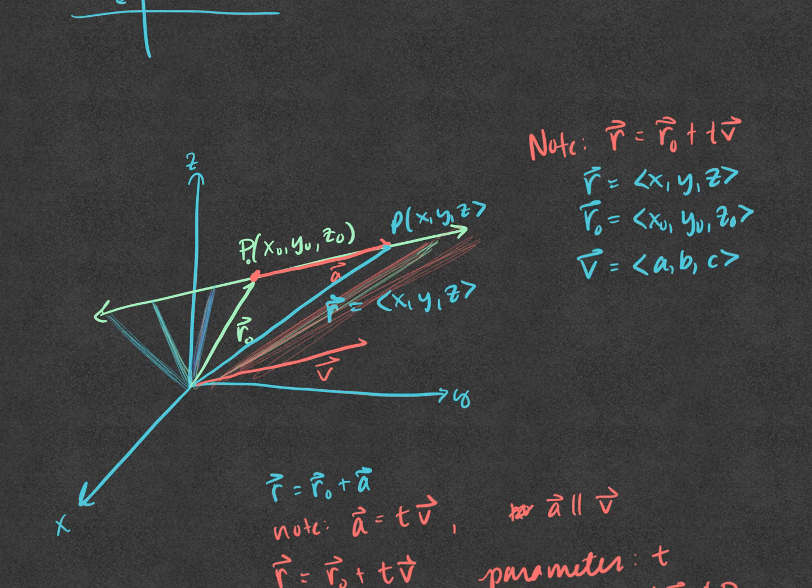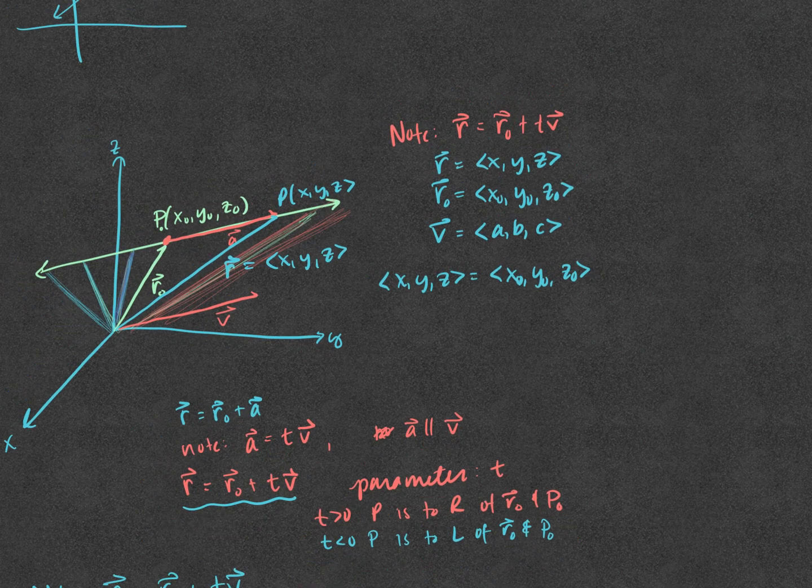So then if we use our note, we can say that r, which is vector x, y, z, equals r sub o, which is x sub o, y sub o, z sub o, plus t times ABC. So then we can say x, y, z equals x sub o plus ta. Our second component is y sub o plus tb. And our third component is z sub o plus tc. Now this gives us three parametric equations.